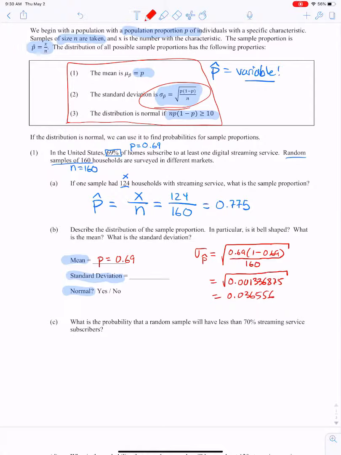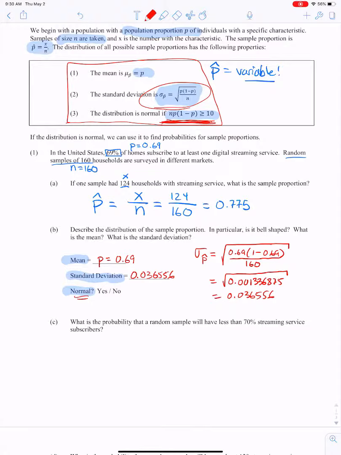So that's the standard deviation, 0.0365556. And then the last question is whether or not it's normal. So to check if it's normal, that's where we check right here. Is that condition true or not?